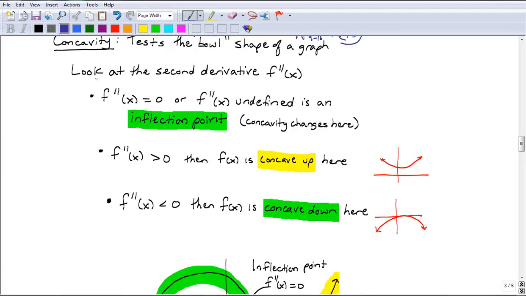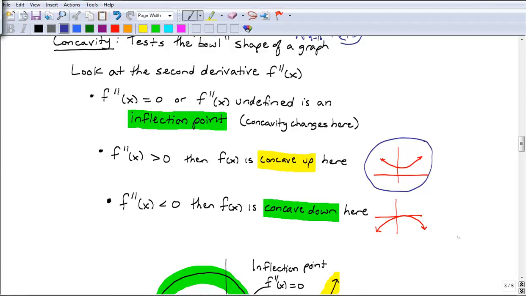When the first derivative is positive, the function is increasing. When the second derivative is positive, it's concave up. And here's what concave up looks like in a picture. Notice if you had to fill it with water, it would hold the water. It's a bowl facing upward.